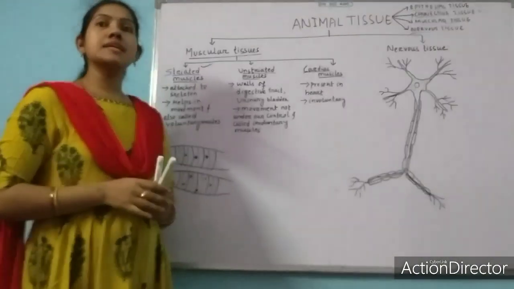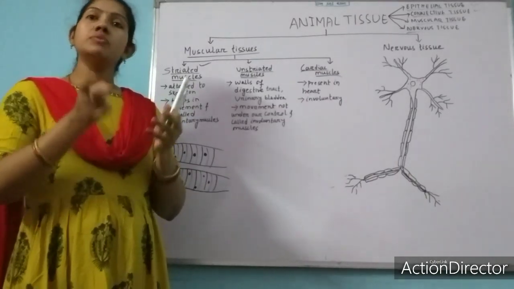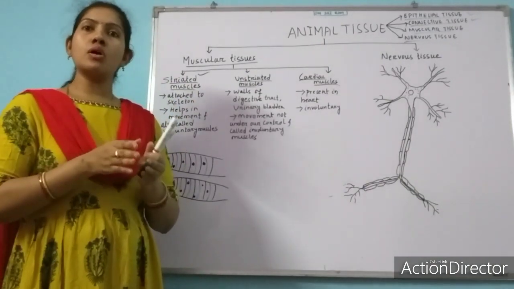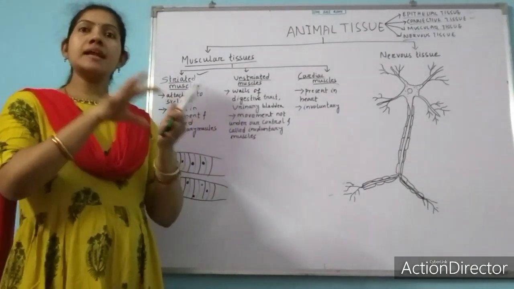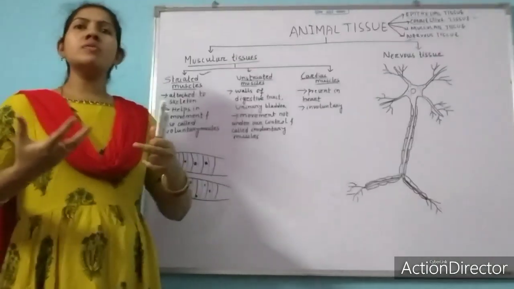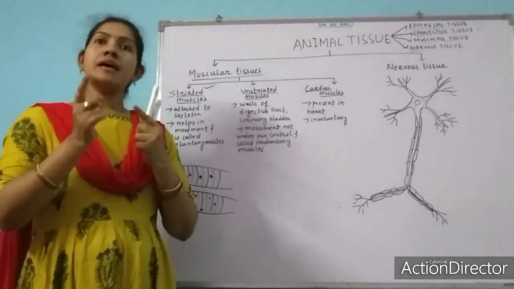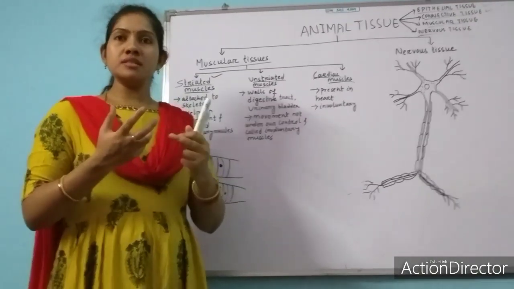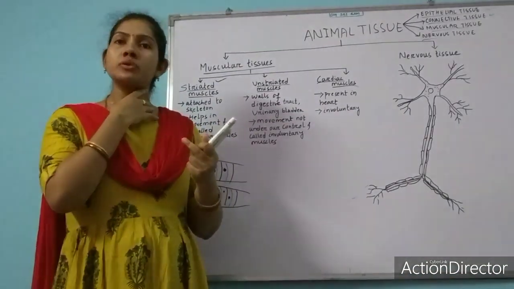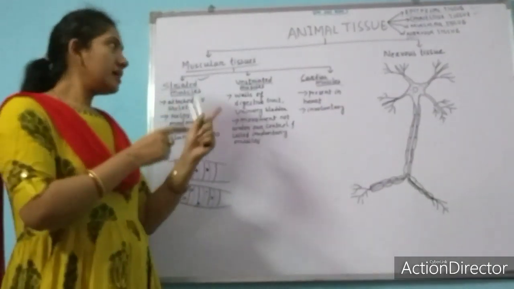It is attached to the skeleton. As striated muscles are attached to the skeleton of our body, we can also name them skeletal muscles. Remember, striated muscles are also called skeletal muscles because they are attached to the skeleton. With the help of striated muscles, we can move different parts of our body. And remember, striated muscles are helpful for movement of our own. Means we can move our hand by our own, we can move our leg by our own, we can move our neck by our own.